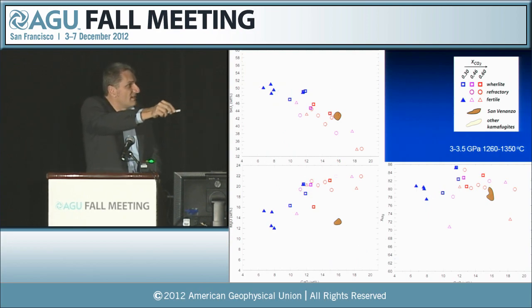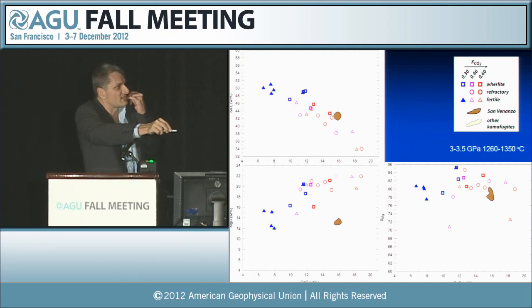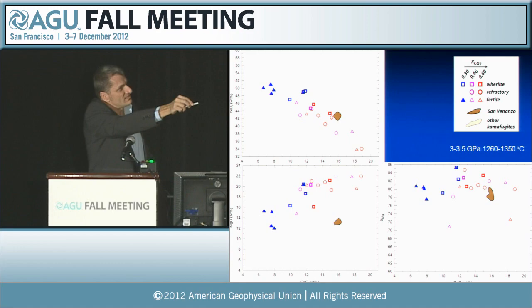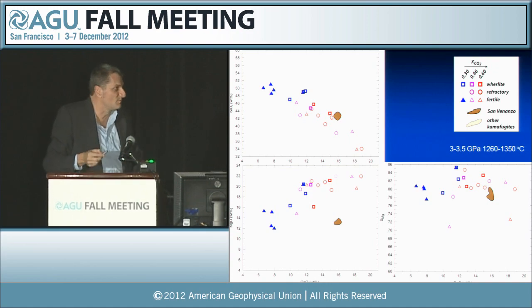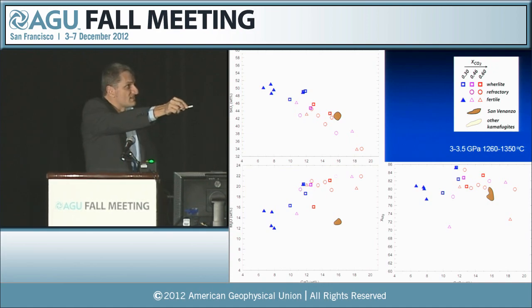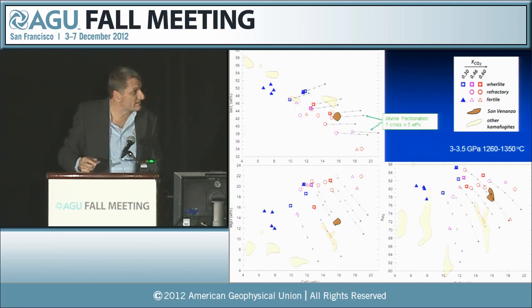Now, silica, I use as a differentiation index. I use calcium. This is silicate. This is magnesium. This is XMg. So you get this array here. Of course, with higher CO2, you get lower SiO2. That's very well known. High CO2 makes alkaline melts. This is the San Venanzo. You see it fits very well here. It doesn't fit at all here, and middle and somewhat there.